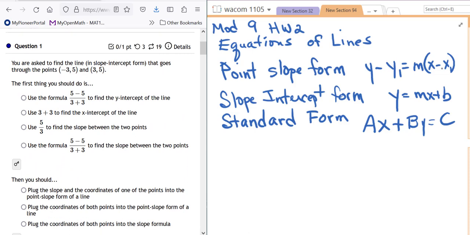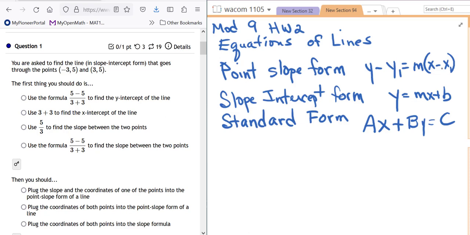I don't know. It's okay. We'll look at it. All right. It says you are asked to find the line in slope-intercept form. So at the end, they want y equals mx plus b. That's what that means. All right. And it goes through these 2 points. So what they're telling us here is you can find the slope if you have these 2 points. What we're required to have is 1 point and a slope to find the line. We have 2 points, so we're okay with 1 point. We need to use those 2 points to find the slope.